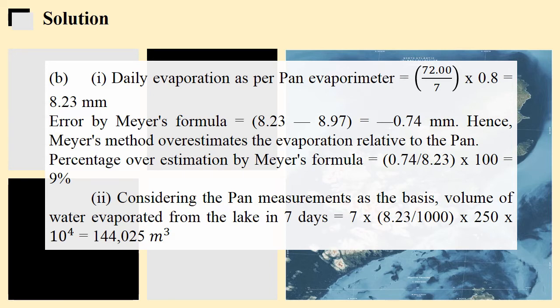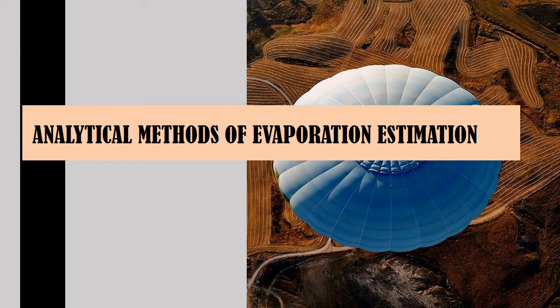Hence, Mayer's method overestimates the evaporation. The percentage overestimation by Mayer's formula is equal to 0.74 over 8.23 times 100, which is equal to 9%. Next, considering the pan measurements as the basis, the volume of water evaporated from the lake in 7 days is equal to 7 times 8.23 divided by 1000 times 250 times 10 raised to 4, which is equal to 144,025 cubic meter. For the next subtopic, Analytical Methods of Evaporation Estimation.